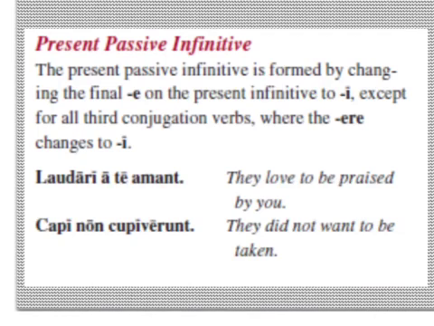Now we'll learn how to form the present passive infinitive. This will vary depending on whether the verb is first, second, fourth conjugation, or third IO. For verbs in the first, second, and fourth, you drop the E from the infinitive and you just simply add an I: to be praised. For verbs of the third IO and third, you drop away the whole ERE and add an I: to be taken.